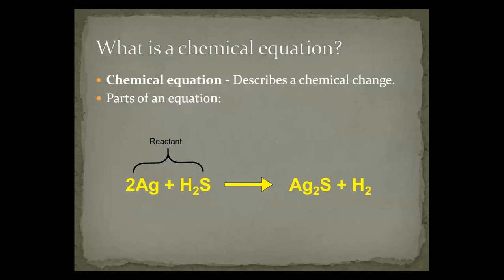Okay. So again, what is a chemical equation? It describes a chemical change. And there are two parts to an equation. There is the reactant side, and then what comes after the arrow we call the product side. And this arrow in the middle means a reaction is taking place. It's telling you which way this reaction is occurring, because technically, if you build something, you can also break it down.